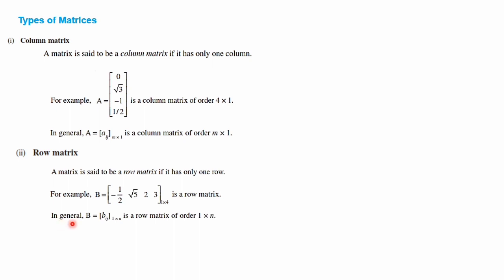So in general, B is equal to matrix Bij of order 1 by n. Here number of rows is 1, number of columns n. So 1 by n is a row matrix of order 1 by n. This is the general form of a row matrix, that is Bij of order 1 by n. The general form of a column matrix is Aij of order m by 1.